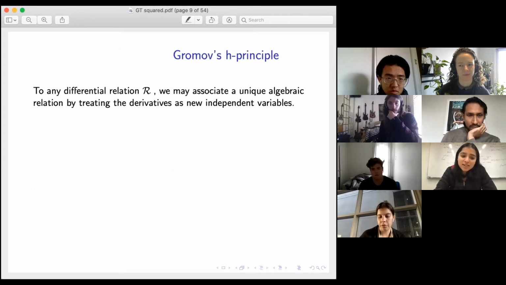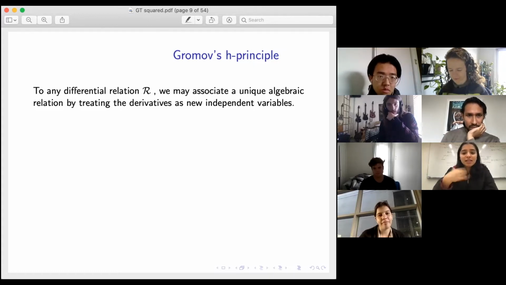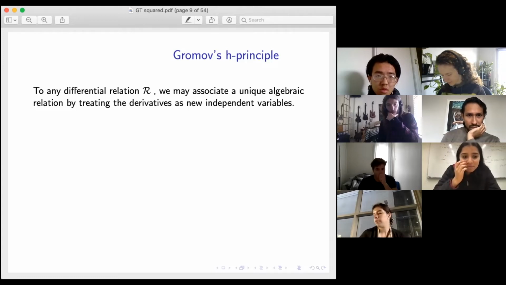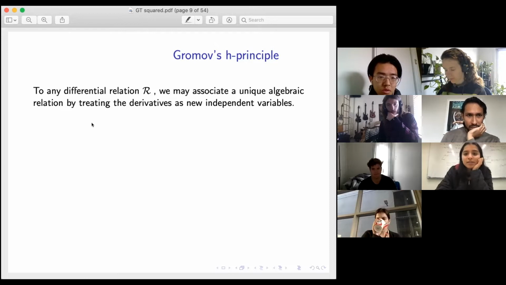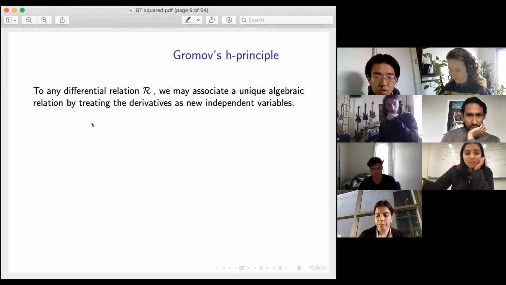Now, we bring ourselves to the latter half of the 20th century, right at the heart of the 1980s. So we're going to have to turn back through time a little bit when we start to talk about the complex analytic analog. But first, let's meet Gromov's H principle. Now, to any differential relation R, we may associate a unique algebraic relation by treating the derivatives as new independent variables. So what do I mean by that?